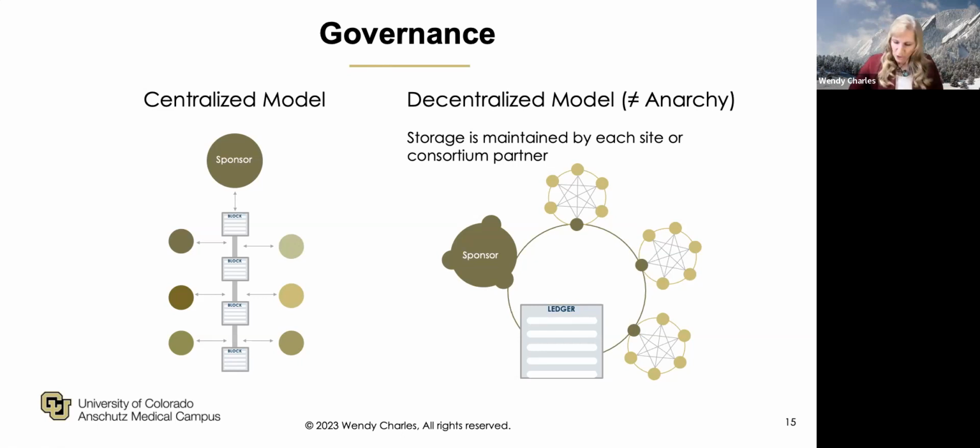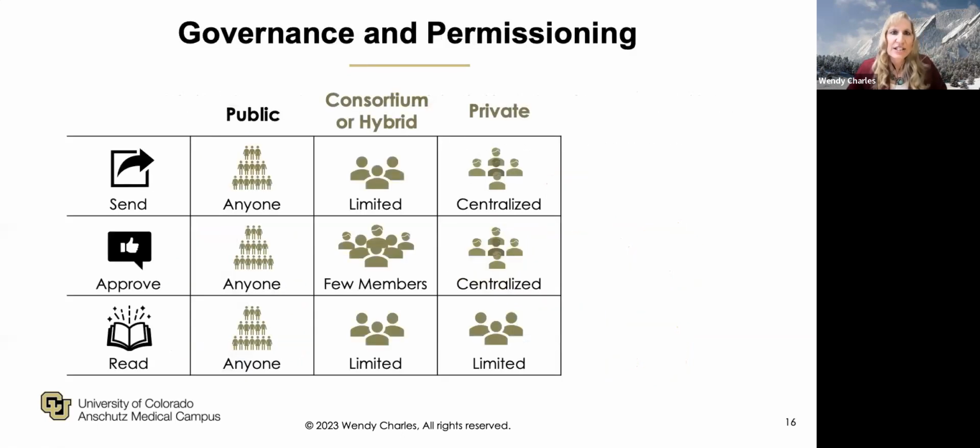So in going into different aspects, this just kind of summarizes that for what people are often familiar with, public blockchains, anyone can send, approve, or read the activities, and that for these other designs, there can be fewer individuals or different layers of governance.